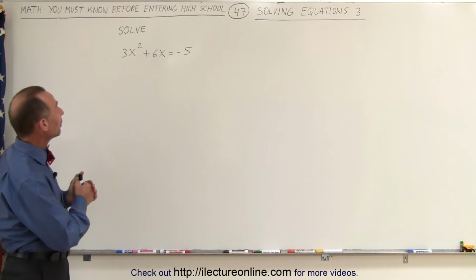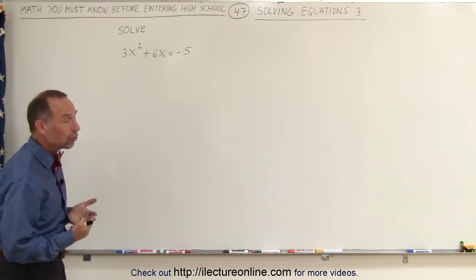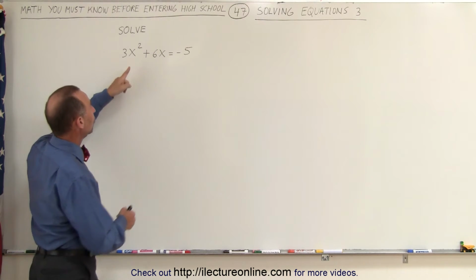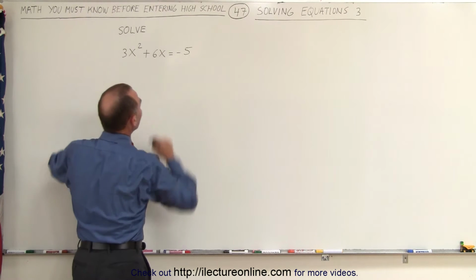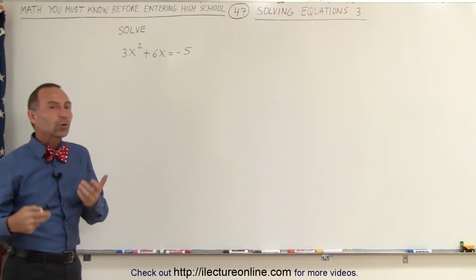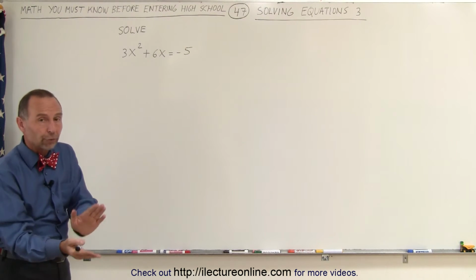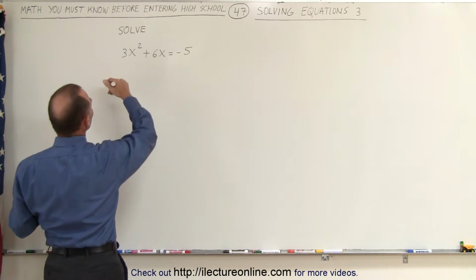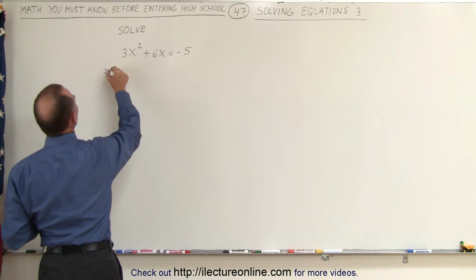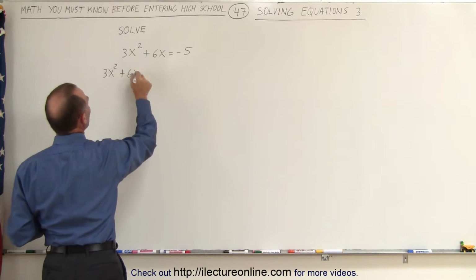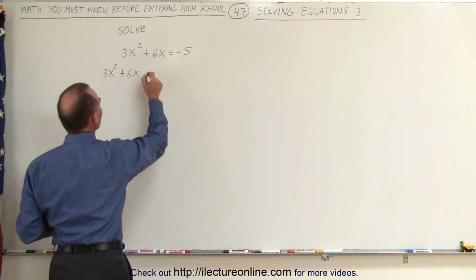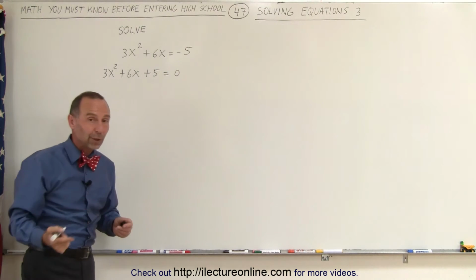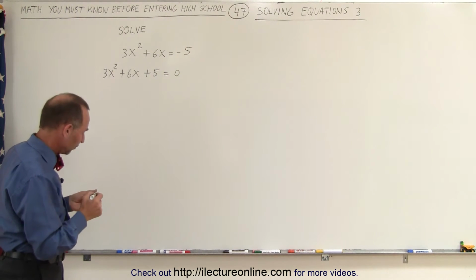Our next example, again, we end up with a quadratic equation and we're trying to solve it. In other words, we're trying to find the value for x such that the left side will equal the right side. Since it's a quadratic equation, we want to move all the terms over to one side and set it equal to 0. So the equation then will look as follows. 3x squared plus 6x. When we move the minus 5 over to the left side, it becomes a plus 5 equals 0. Remember, whenever we cross the equal sign, the sign changes.